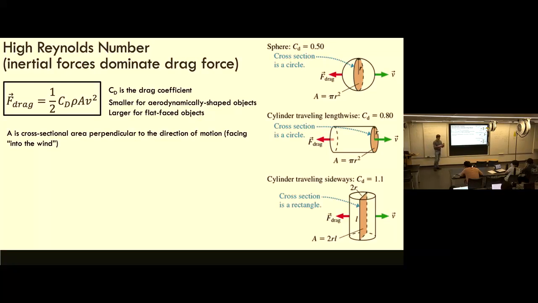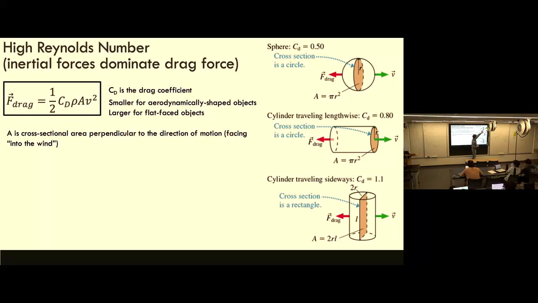And I have two ways. I can either push the object through the fluid like that. In this case, the cross-sectional area would just be a circle again. So this is where it's interesting to compare this drag coefficient and the aerodynamic aspect without going too much into a full study of that.